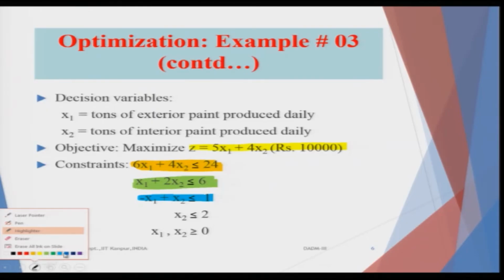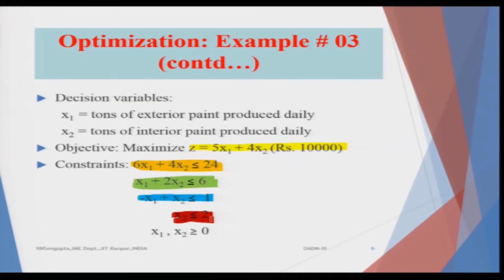I will use, say for example, red. Now, coming to the fourth constraint. It gives you x2 is less than 2. So, x2 is the interior paint, less than 2, that means we cannot produce more than 2. So, does it come out from the problem formation?